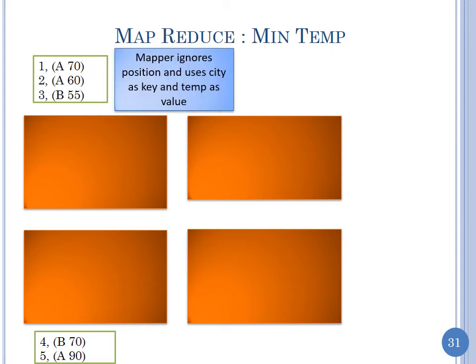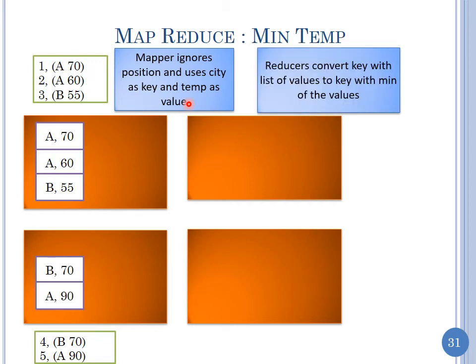The mapper ignores this line number, and uses city as key and temperature as value, as Leo mentioned and Andrew wanted to mention. So we've got A70, A60, B55, B70. And Leo, you use too many words. So what we have basically is a key with a sequence of values, and we want to apply some function to the sequence of values. And we apply the min function. You define the min function, that's good, but that's the function you use. So earlier you used the sum function. Now we use the min function.